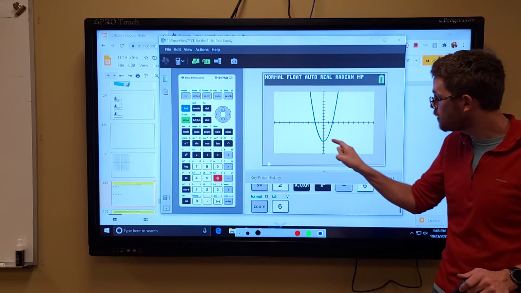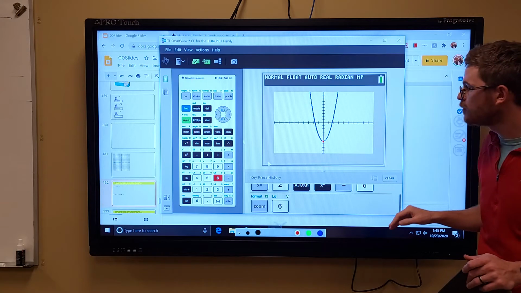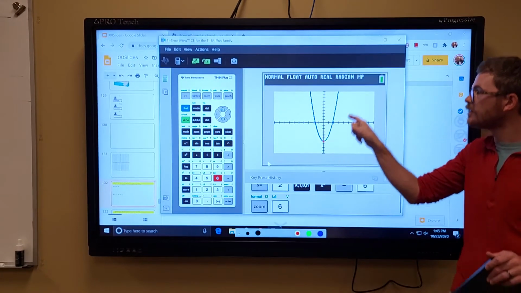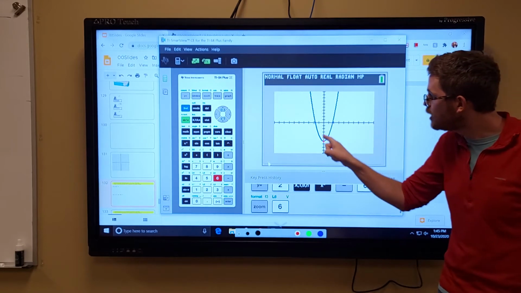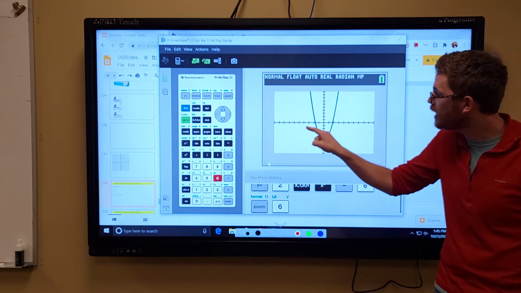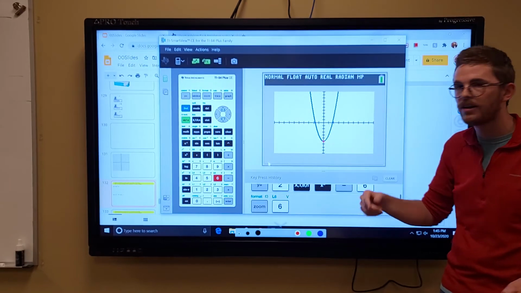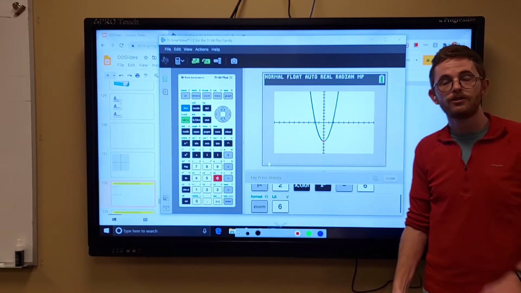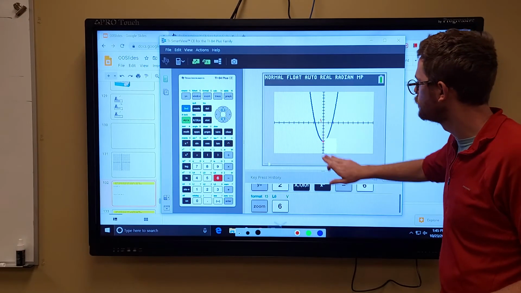Notice right here at 0, -6, it changes from decreasing to increasing. It's decreasing over here from -infinity to 0. It's increasing from 0 to infinity. Right there is a relative minimum. So visually, it is checking out.